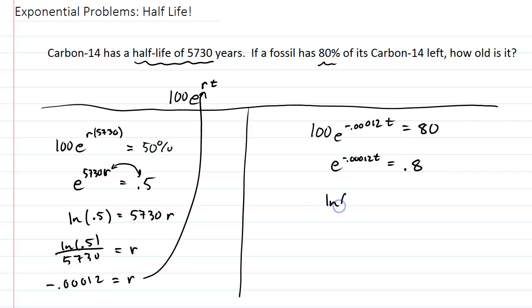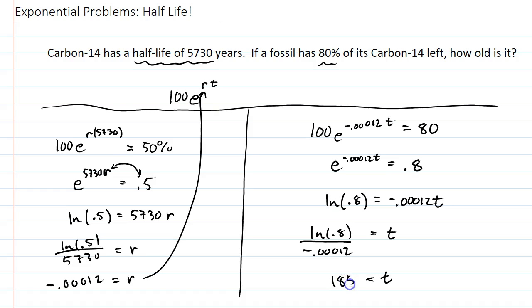This is going to be the ln of 0.8 equals negative 0.00012t. So the time is going to be ln of 0.8 divided by negative 0.00012, and we have to crunch that in our calculator. When you do, you're going to find it's about 1859. So approximately 1800 to 1900 years ago, this fossil died.